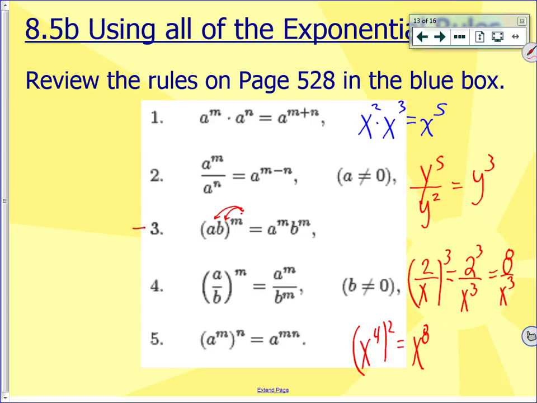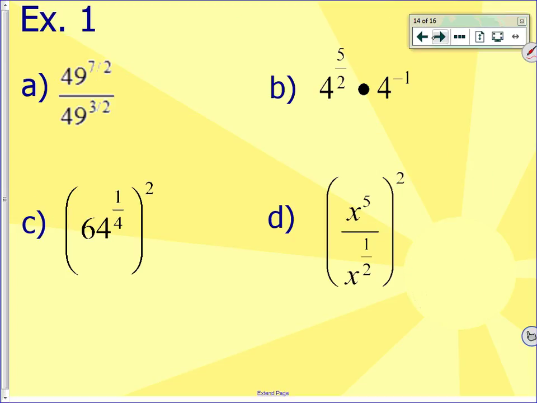This one, number 3, would be like 3x squared is 3 squared x squared, or 9x squared. That's a demonstration of the power of the product rule. Questions? All right, let's apply some of these now.